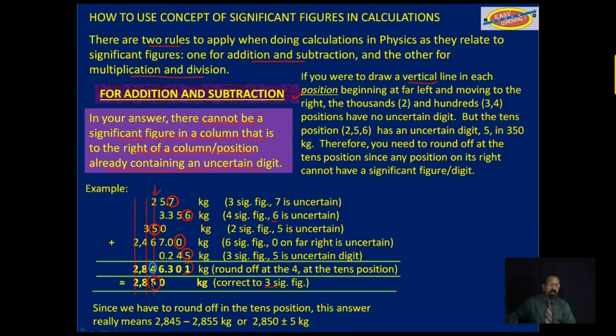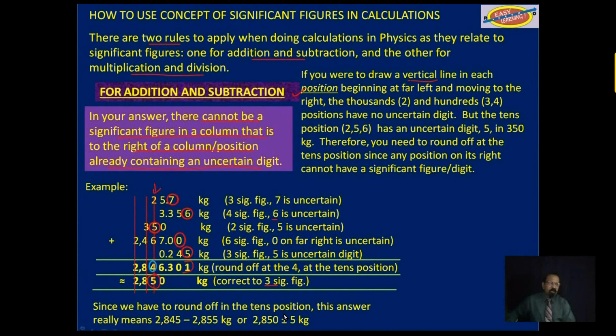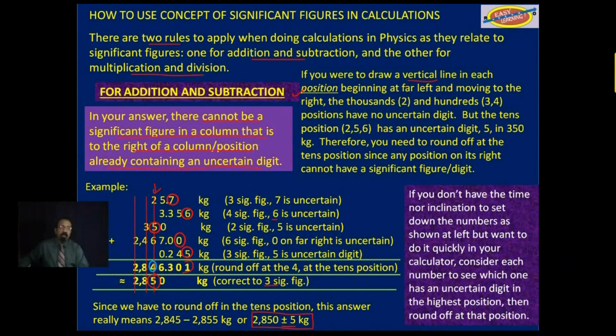Now, since we round off at the tens position, the answer really means plus or minus half of that position, which is 5. So if you add 5 to 2,850, or you take away 5 from it, the range is 2,845 to 2,855. But normally, this is the way you would write your answer in physics: 2,850 plus or minus 5.